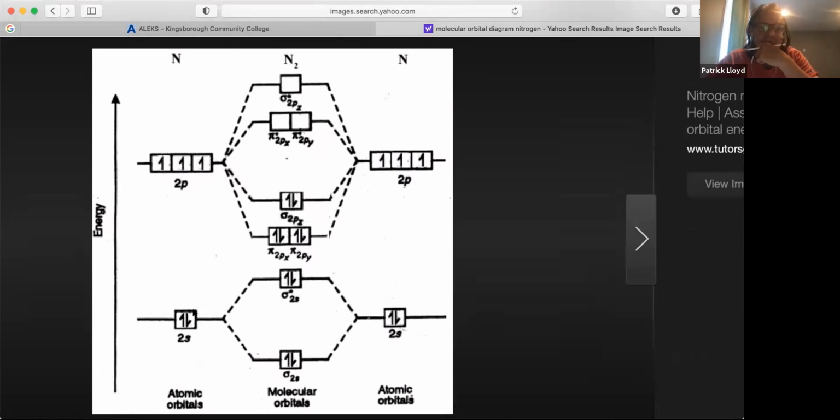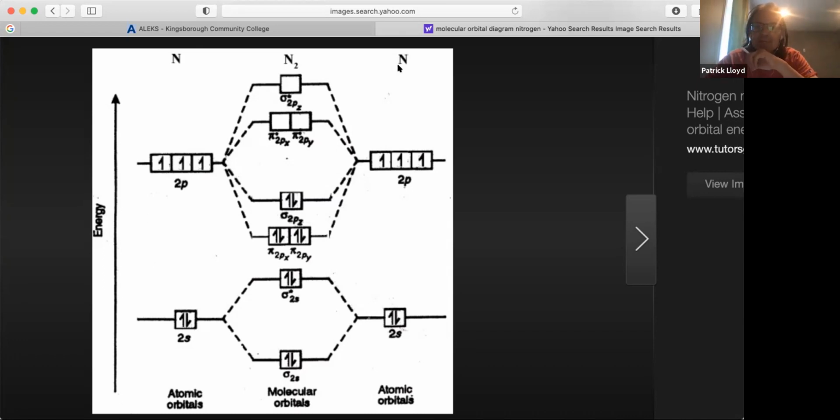So here's what you do. You first draw out the electron configuration for the element. So nitrogen is 1s2, 2s2, 2p3. See how there's the 2s and there's the 2p? 2p is higher in energy than 2s. So there's your 5 valence electrons for nitrogen.